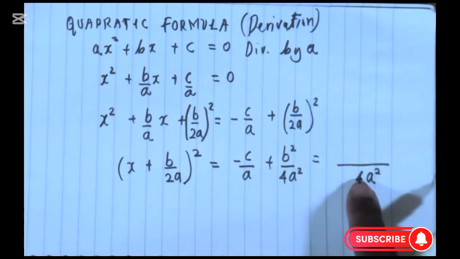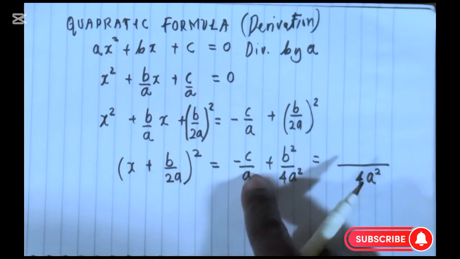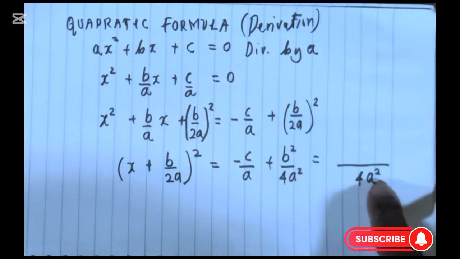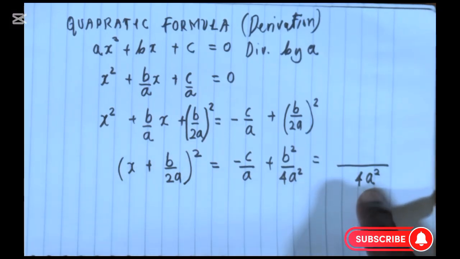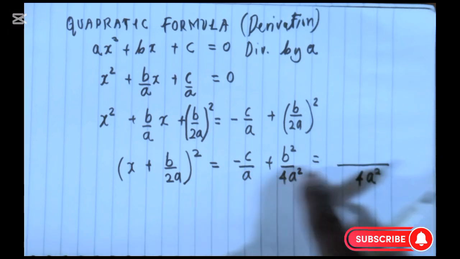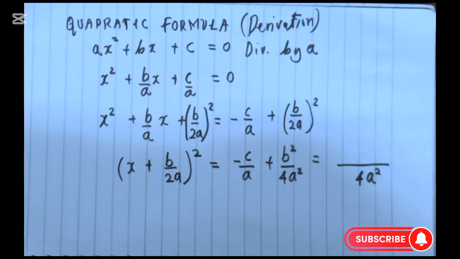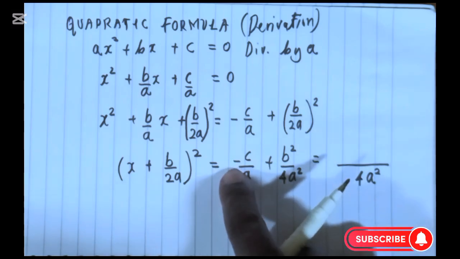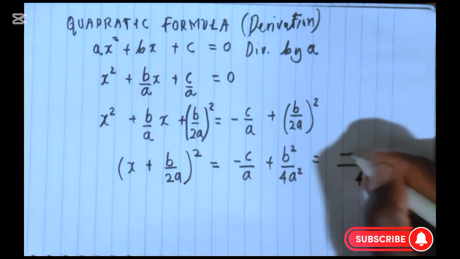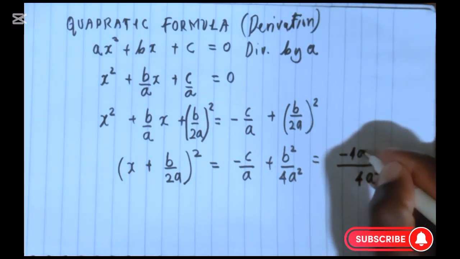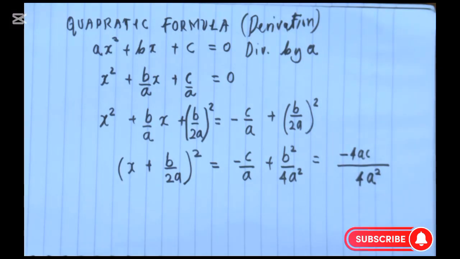So we then ask ourselves, 4a squared divided by a. 4a squared divided by a will give us 4a, because a and a simplify each other out to leave us with 4a. So 4a times negative c will give us negative 4ac.